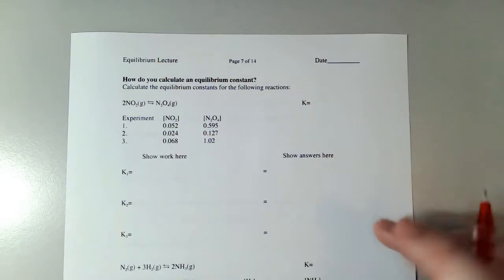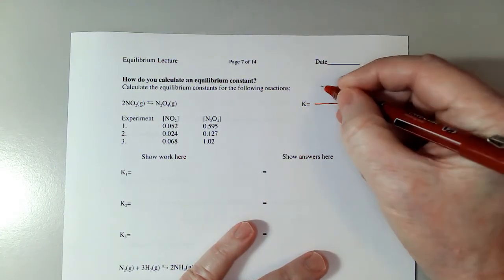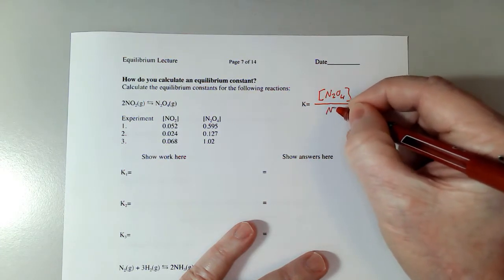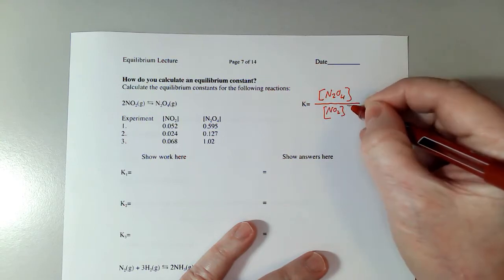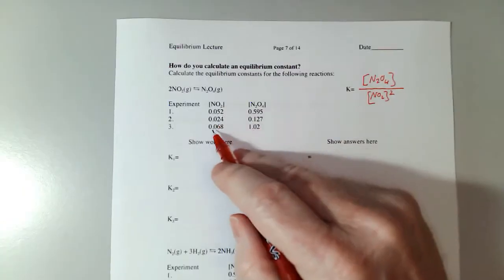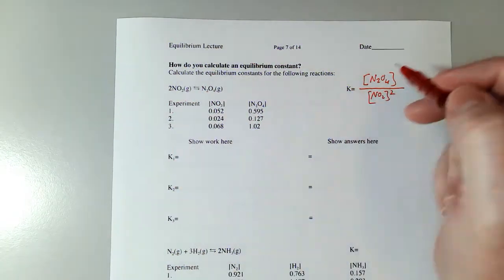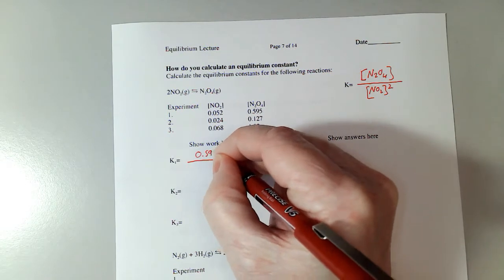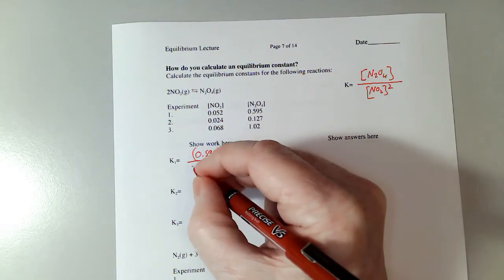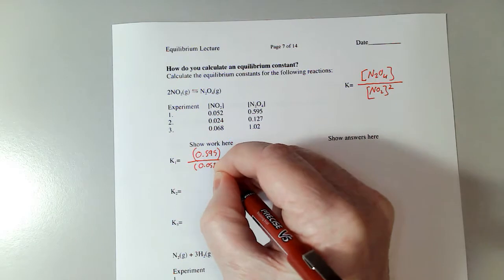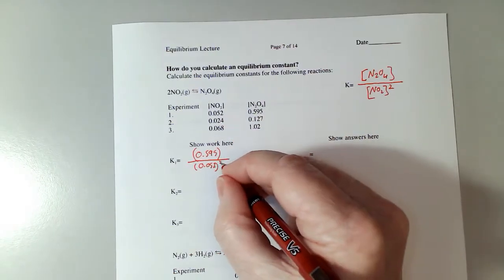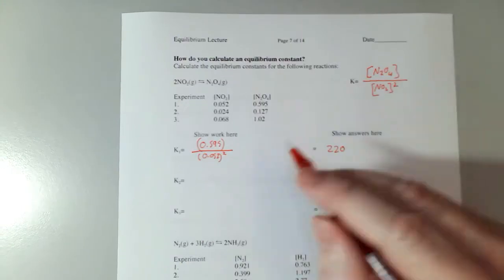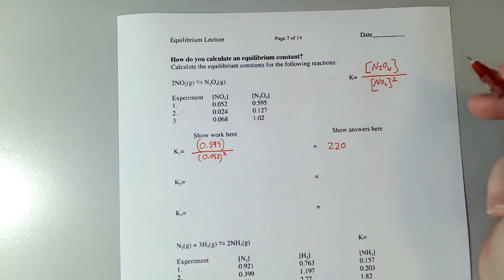Let's take a look at how to calculate some of these numerically. So the concentration of N2O4 divided by NO2 quantity squared. So here are my concentration values, all molarities, for 3 different experiments. So K for number 1 here would be 0.595 divided by 0.052. That was that number and that number. That's got to be squared. This ends up equaling 220, paying attention to sig figs here. I'm giving it to you as two sig figs.